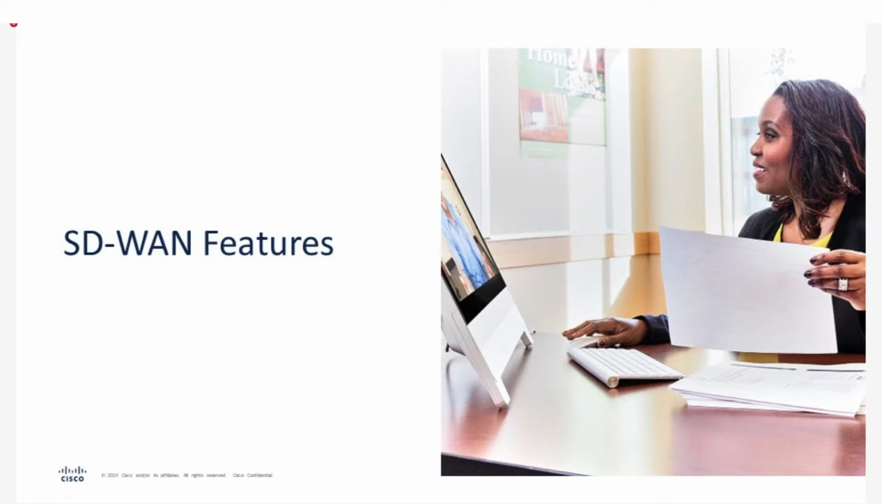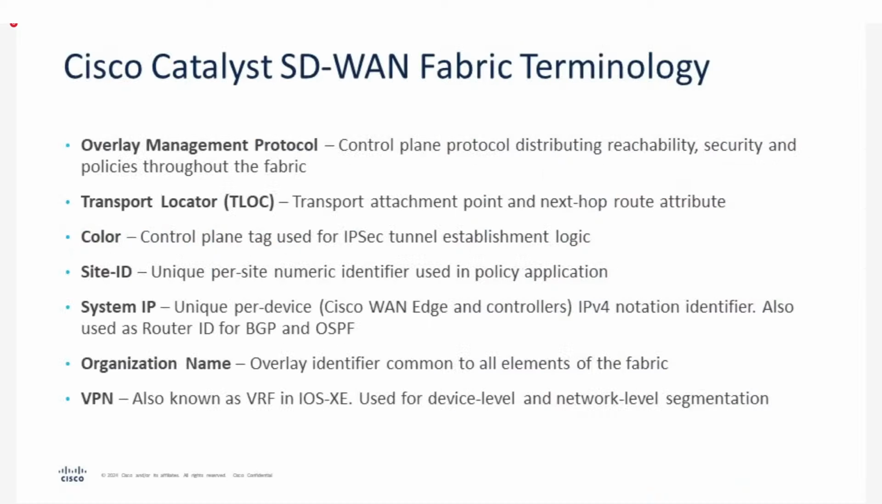Moving forward, let's see some of the SD-WAN features. Here are some of the basic terminologies for Cisco Catalyst SD-WAN. The first one we have is Overlay Management Protocol, also called OMP. The OMP routing protocol has a structure very similar to BGP, which is there in a traditional network.